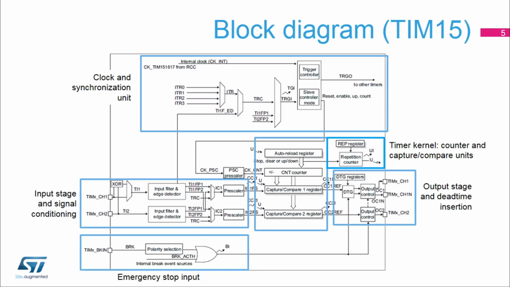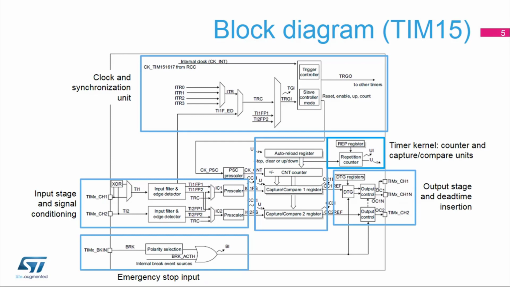This slide provides the block diagram of the medium-featured TIM15 timer. The timer kernel consists of a 16-bit up counter, coupled with an auto-reload register to perform the counting period and a repetition counter to adjust the counter rollover interrupt rate. The two timer channels are controlled by two capture-compare registers. The counter is fed by the clock and trigger control, also responsible for the timer chaining.